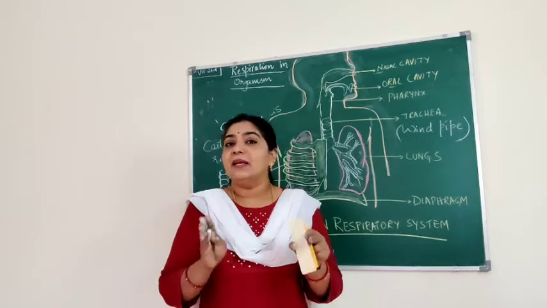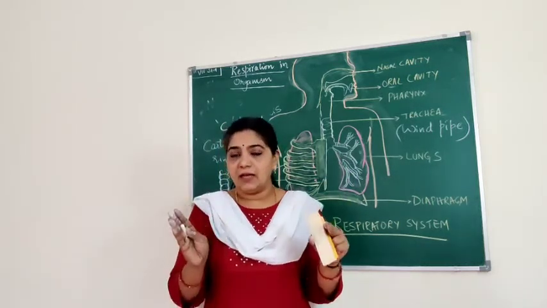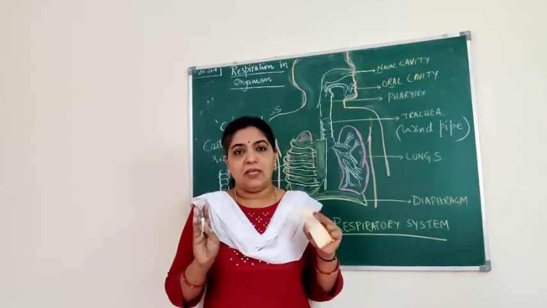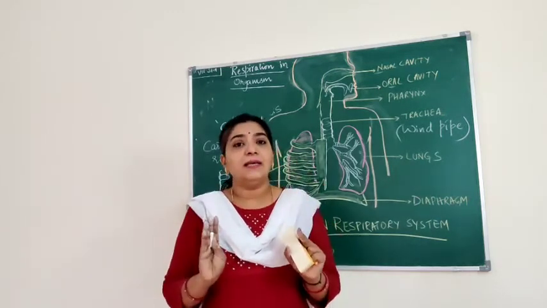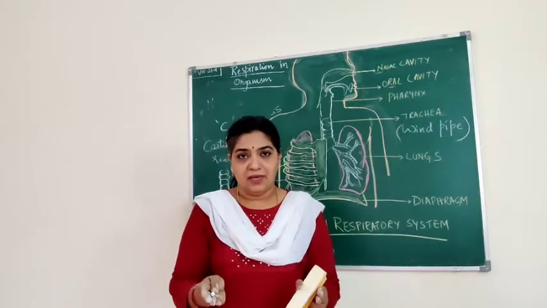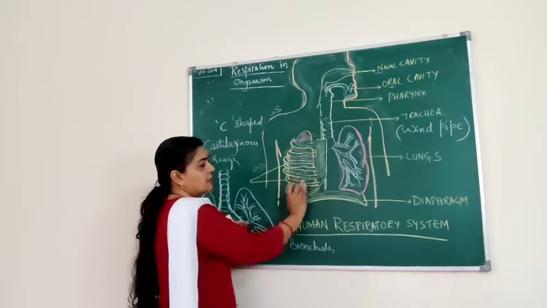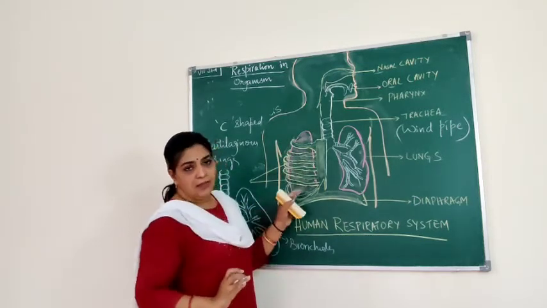You know very well, the lungs are present in our chest cavity, and they are such a delicate organ. It is protected by the rib cage. To show the rib cage, only one side is shown, that is the lungs, and it is covered by the rib cage.